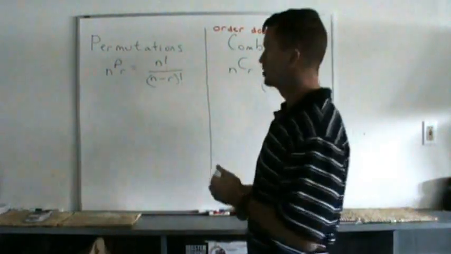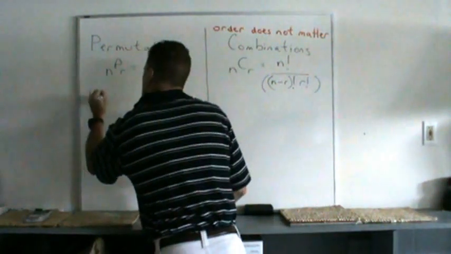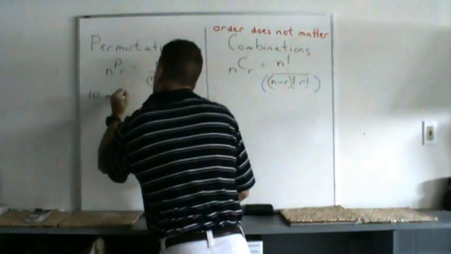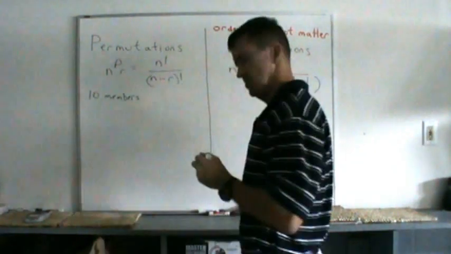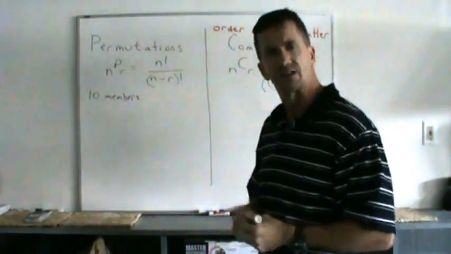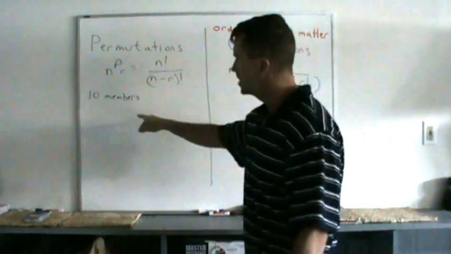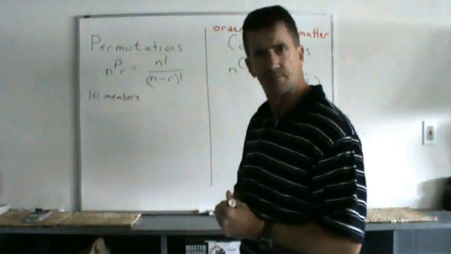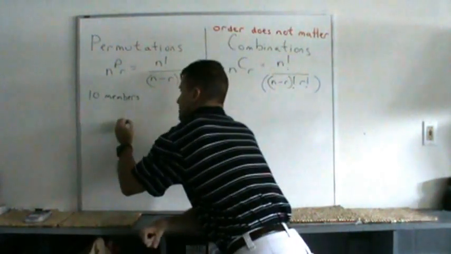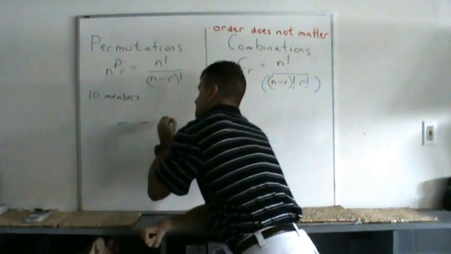This club has 10 members, all right? So there's 10 members in the club. How many different ways could we elect a president, a vice president, and a treasurer from this 10-member club? Well, I'm going to start with the fundamental counting principle.